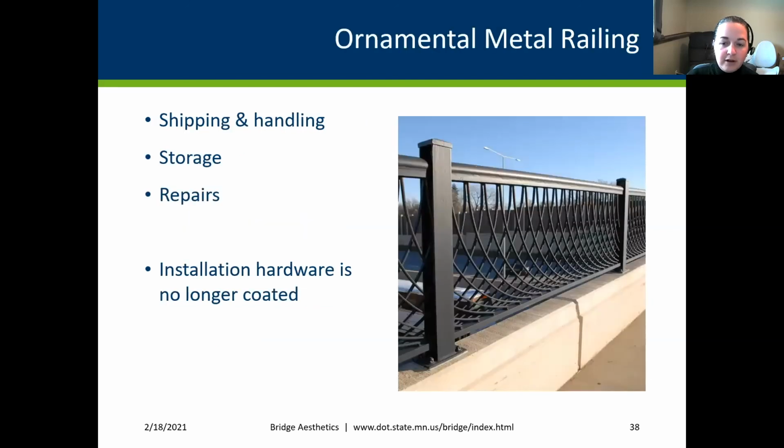So ornamental metal railings, these are probably the biggest feature on a bridge as far as aesthetics go. They're the biggest thing that we see next to color, and we can play with them a little bit more. On railroad bridges, they have to be 10 feet tall, so they can be pretty prominent features of the bridge.